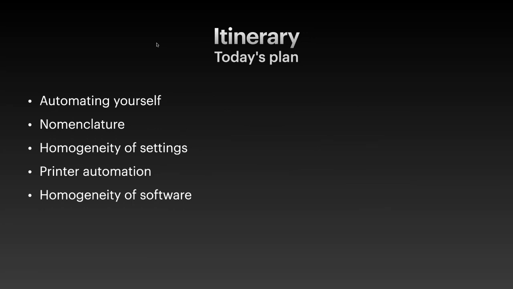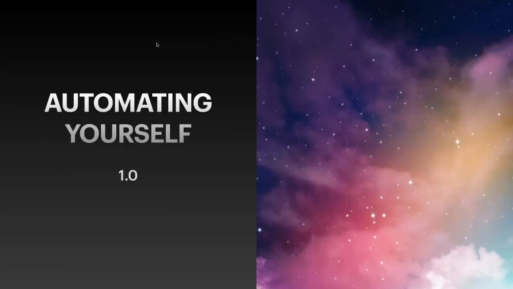Now, we'll break this down into 5 primary sections today. We're going to start off with automating yourself, things that you can do and services you can use to apply some of these ideas of more structured automation to how you do what you do. We're going to go into nomenclature, the art of assigning things names, homogeneity of settings, how you're going to keep those unified across your fleets, a little bit of time on printer automation, and then wrap up with homogeneity of software. Same thing with settings, but this time with application deployments. But let us dive right in.